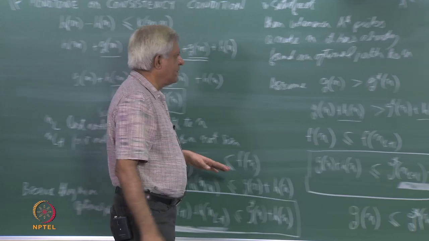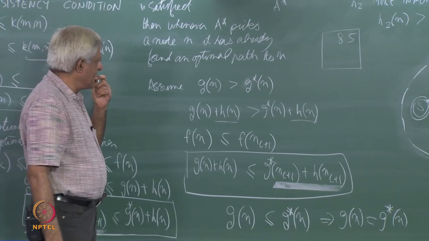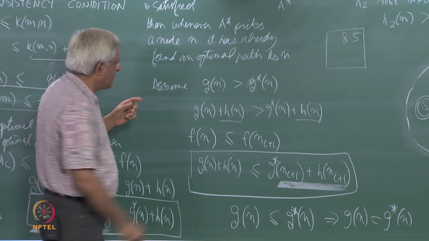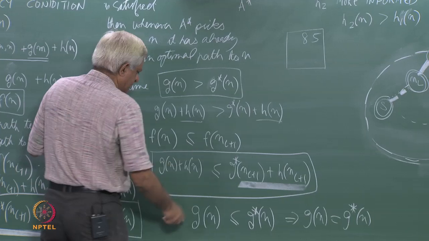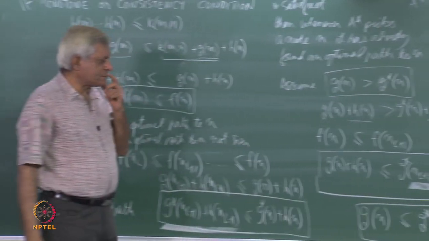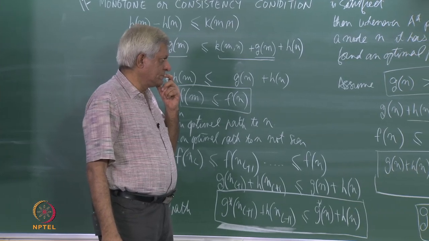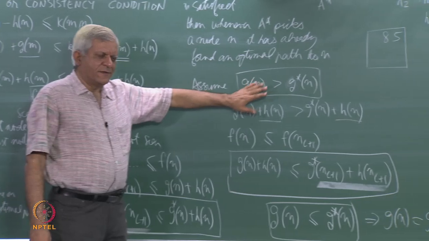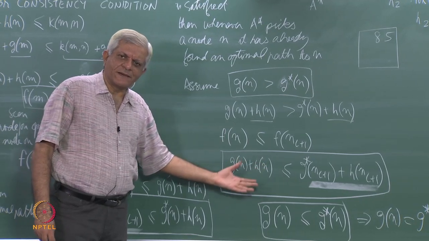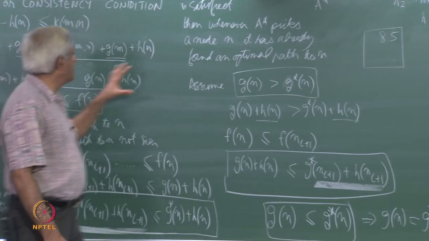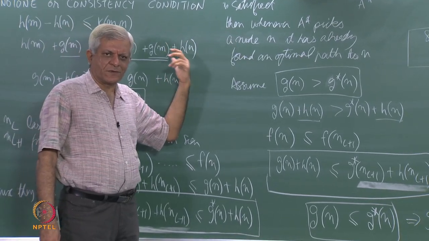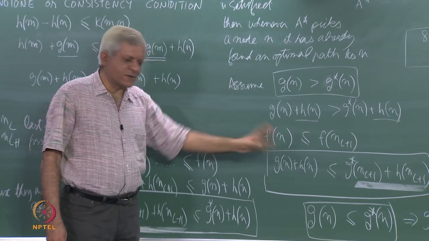So, what we have said, there is a contradiction between this and this, right? Between this and this. So, if you do not even assume this, you can simply show that g of n is less than or equal to g star of n, which you can interpret as saying g of n equal to g star of n, which is the statement we are making here: whenever it picks this node n, it has found the optimal path to that node, which means g of n is equal to g star of n.